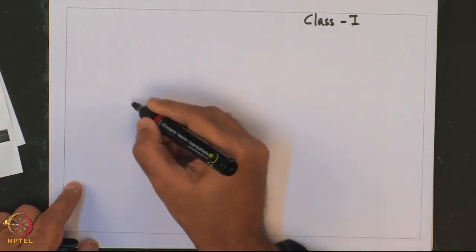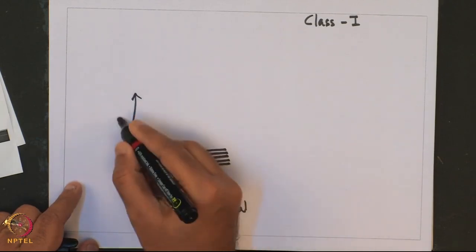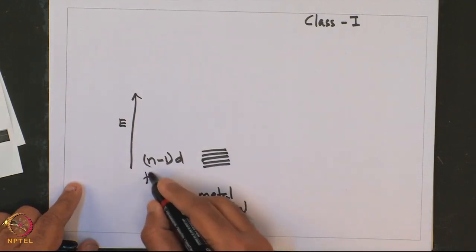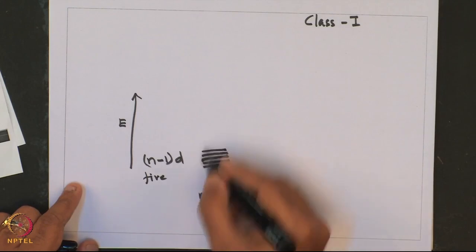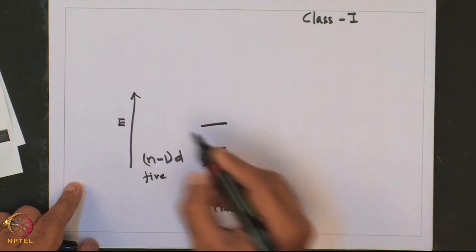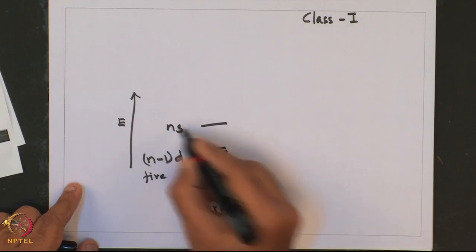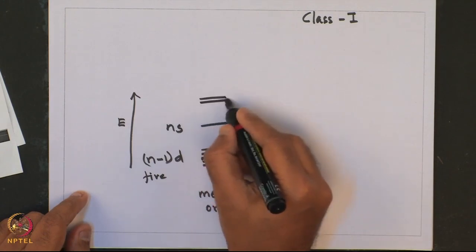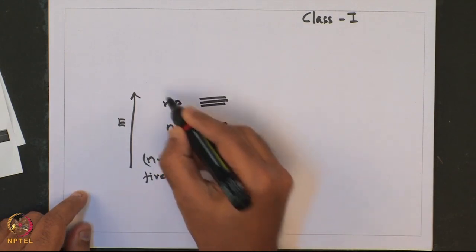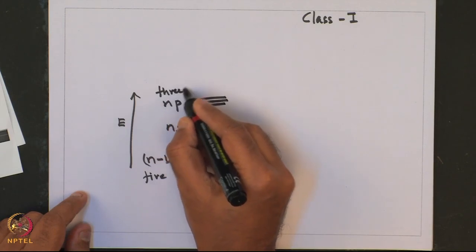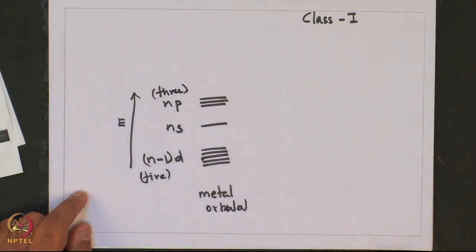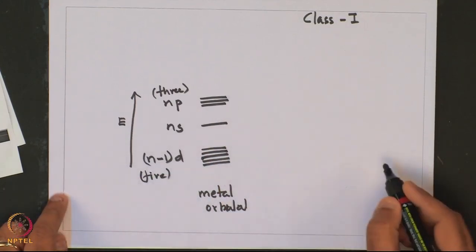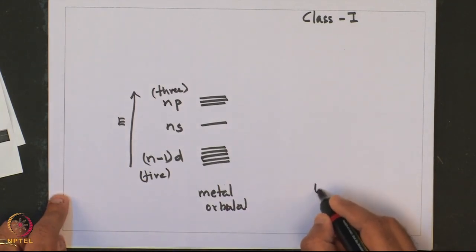D orbitals, and this is the energy. So, there are 5 d orbitals. Now, above d will be the n s orbital, and above s there will be 3 n p orbitals. Now, these 9 orbitals, 5 plus 1 plus 3, would interact with ligand orbitals.